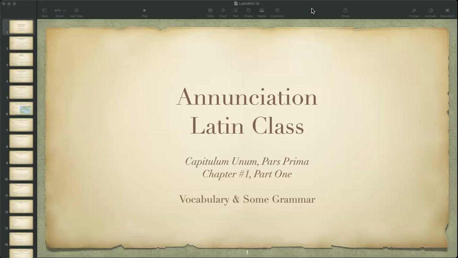Okay, this is second class here, where we will continue with Capitulum Unum Pars Prima, Chapter 1, Part 1. But last class was sort of trying to get everybody's feet wet on the Familia Romana. This time we'll start doing some Latin vocabulary and dip our toe in the sea of grammar.